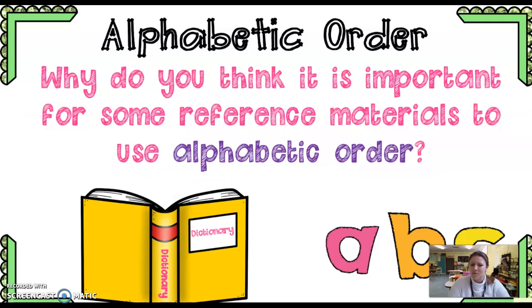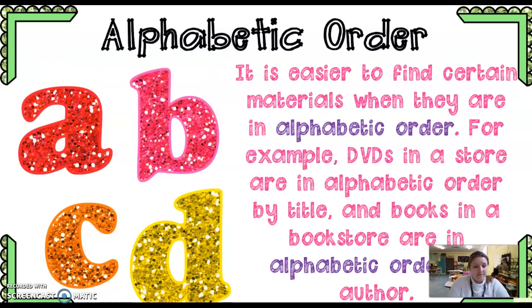Why do you think it might be important for a reference material like a dictionary to use alphabetical order? Pause the video and tell someone at home. It helps us to find the words. If they were not in ABC order, we would be flipping through hundreds of pages trying to find the word that we were looking for. It's easier to find certain materials when they're in alphabetic order.